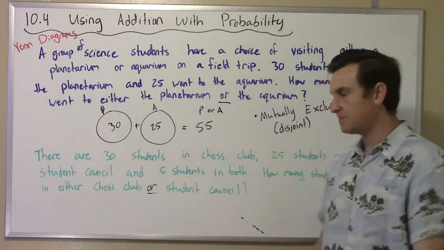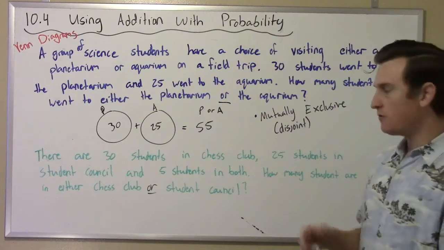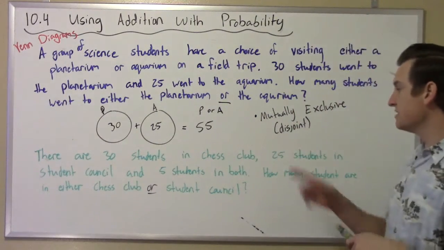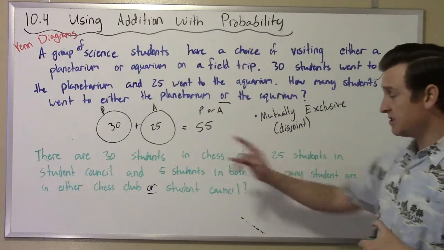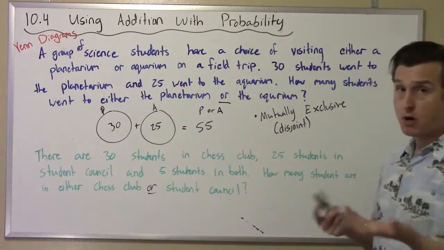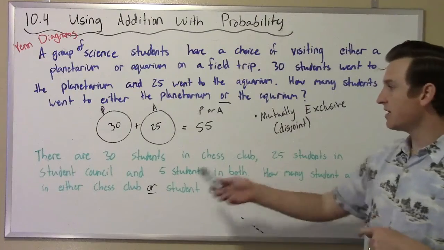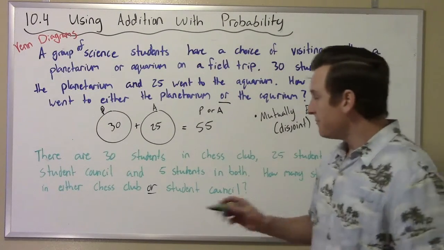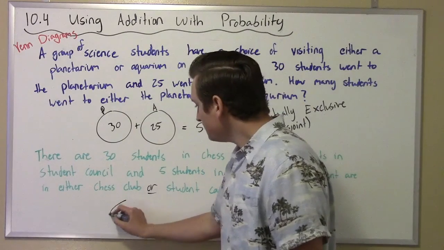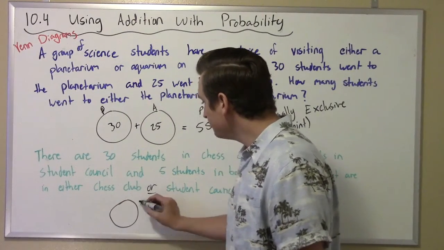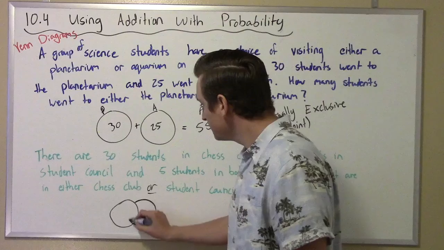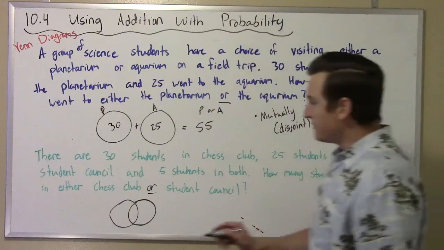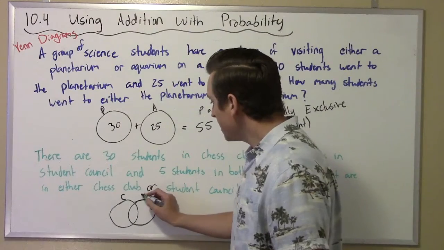All right, now again, that's pretty basic. Let's talk about when they do overlap, though. Let's look at this next scenario. We have 30 students in chess club, 25 students in student council, and 5 students in both. How many students are either in chess club or in student council? So what we've got here is some overlap, so it looks a little bit different. We've got chess club and we've got student council.